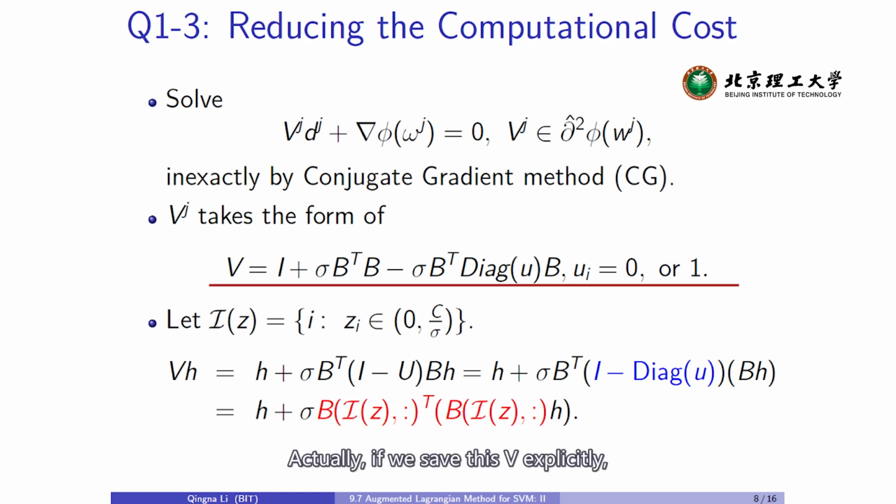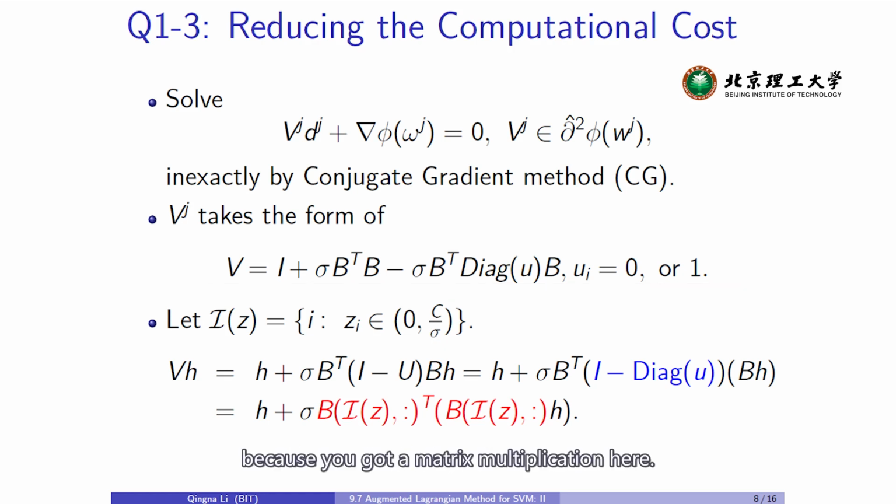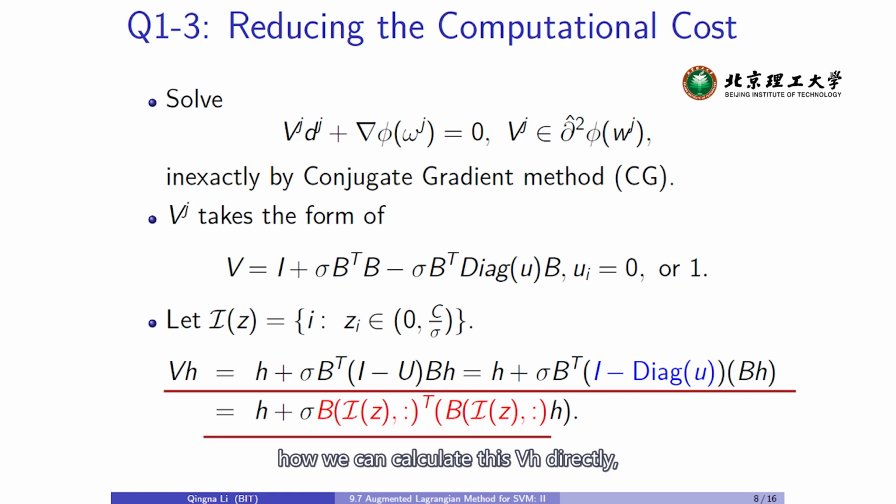And if we save this V explicitly, then we need a lot of memory cost as well as computational cost, because you got a matrix multiplication here, all right? Therefore, a practical way is to calculate this VH directly instead of saving V and then doing the calculation, okay? So we calculate VH directly, instead of saving V and doing VH, all right?